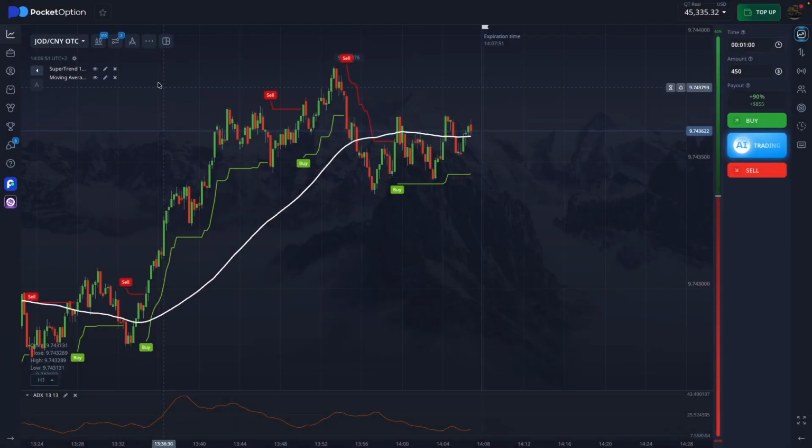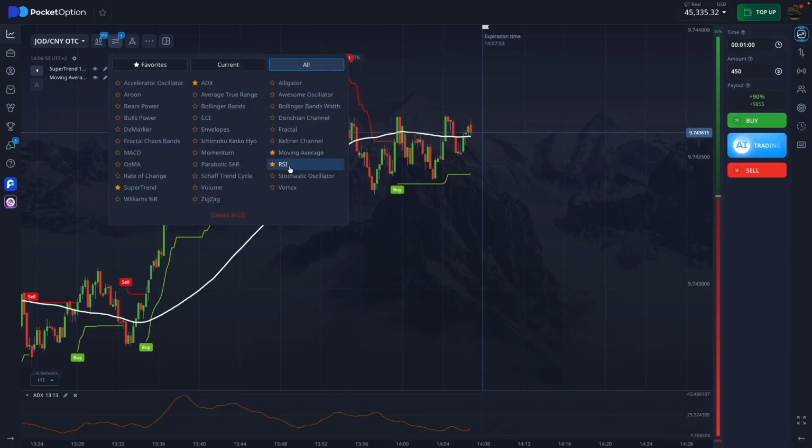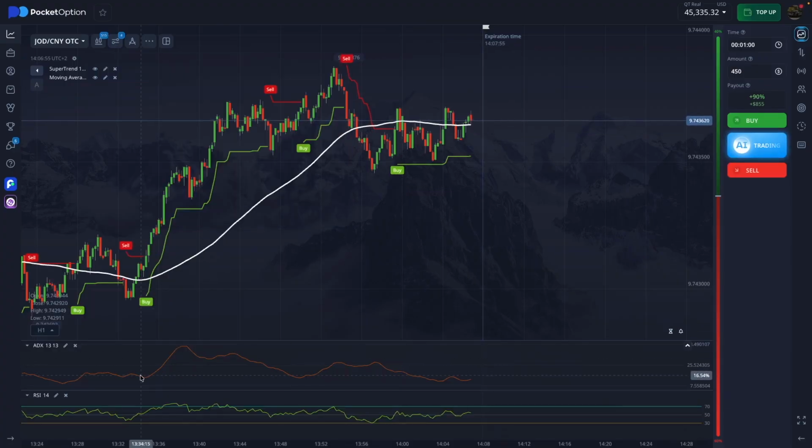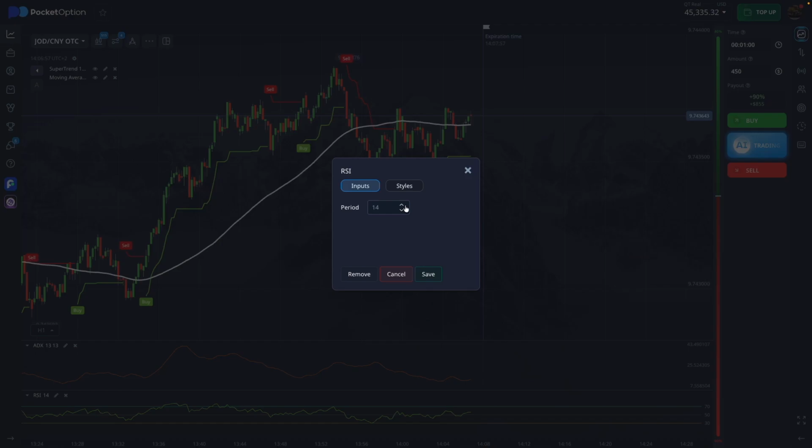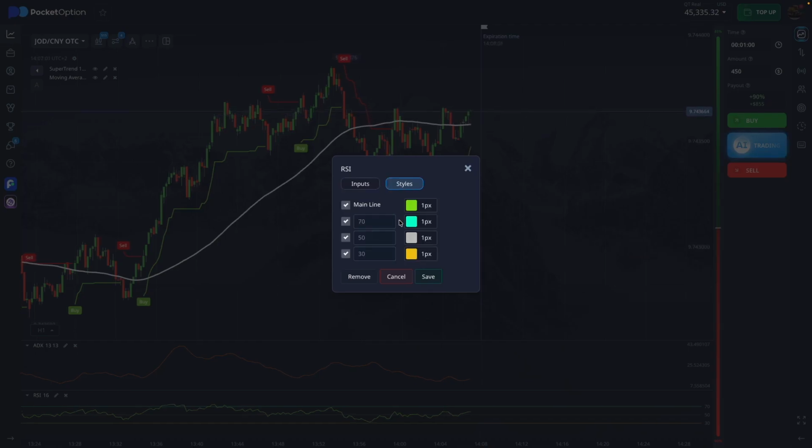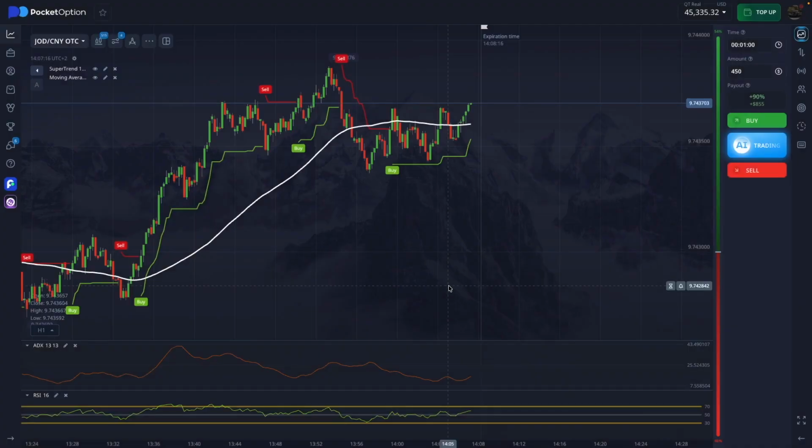The last indicator I'm going to use today is the RSI. I add it to the chart, go to Settings, I set the period to 16. Then I go to Styles and change the color of the upper line and the lower line. I make them yellow and slightly thicker to make them more noticeable. I also make the middle line a bit thicker, as I will need it today as well. After that, I press the Save button, and my setup for the indicators looks exactly like this.